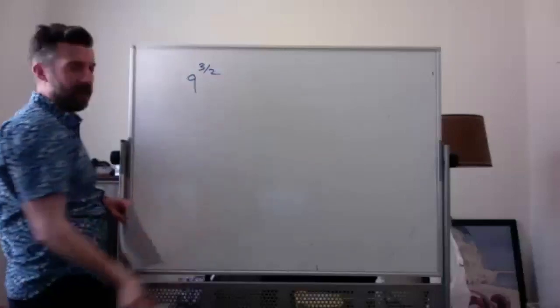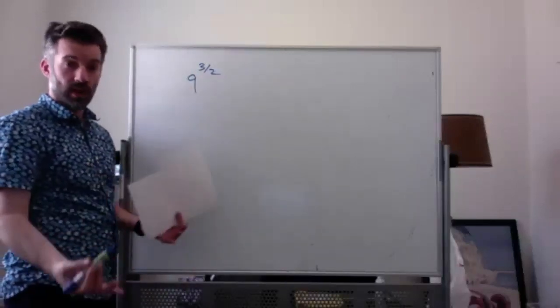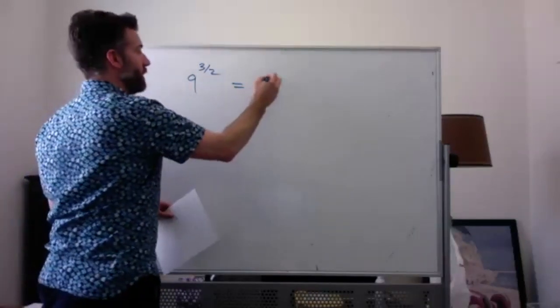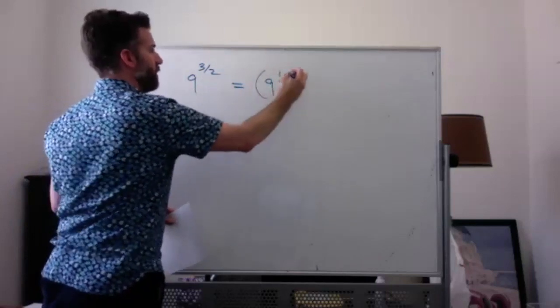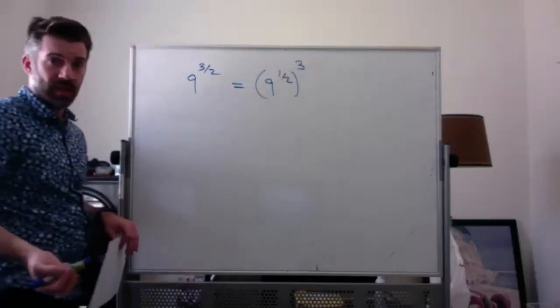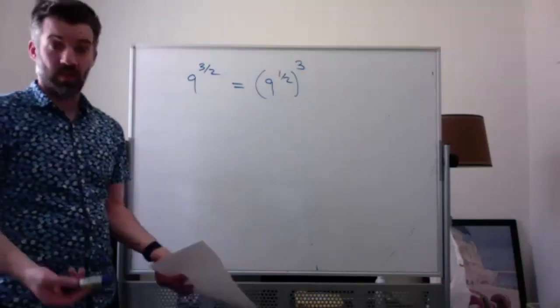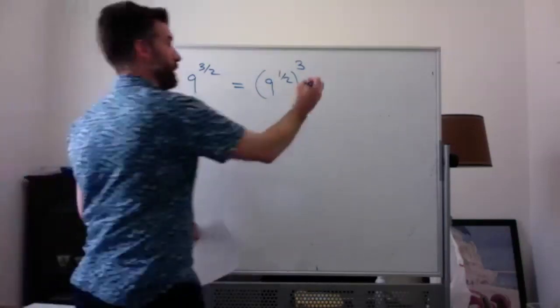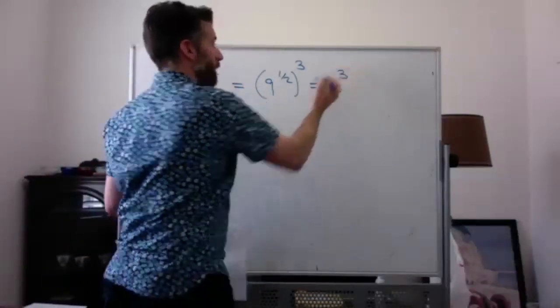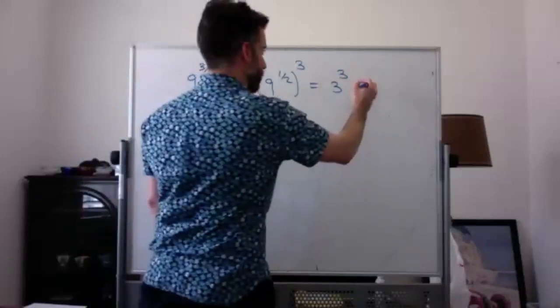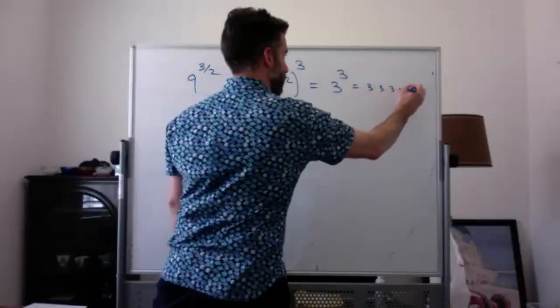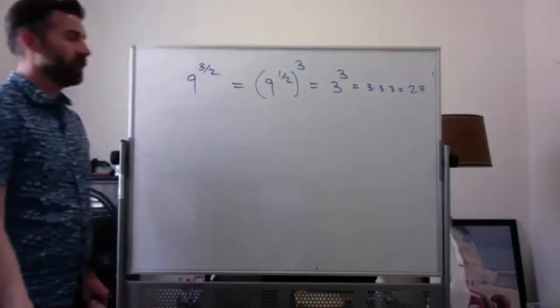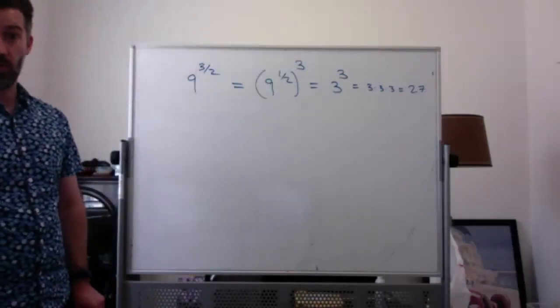Okay, 9 to the 3/2. Here's the way we want to do this. We want to write it as 9 to the 1/2 to the 3rd. Because 9 to the 1/2 is just the square root of 9, which is not hard to calculate. And 3 to the 3rd is 3 times 3 times 3, which is 27. So 9 to the 3/2 power is equal to 27.